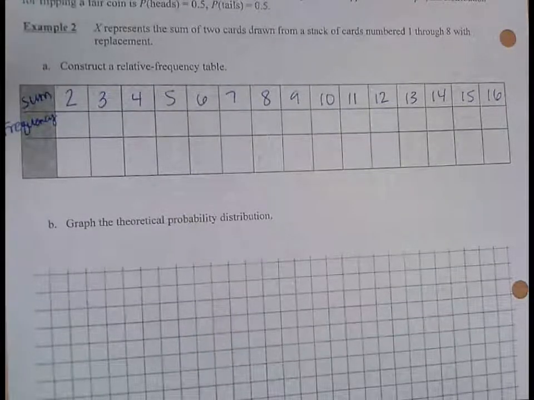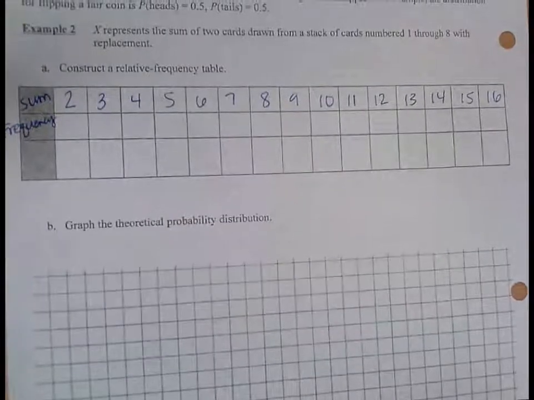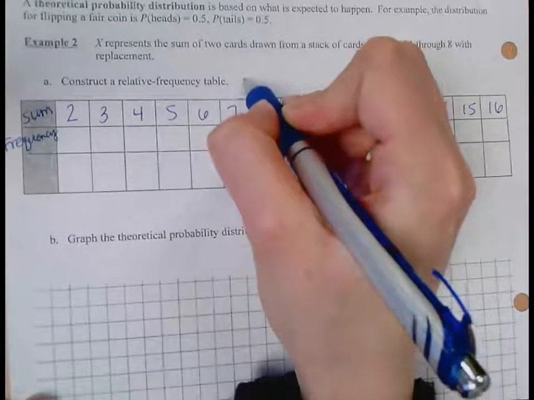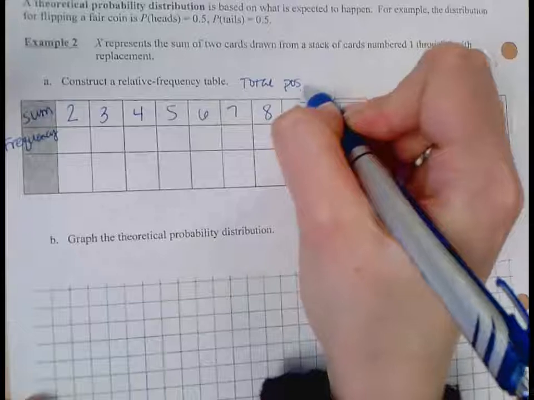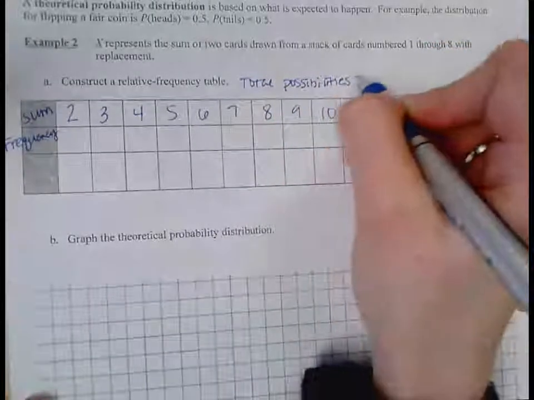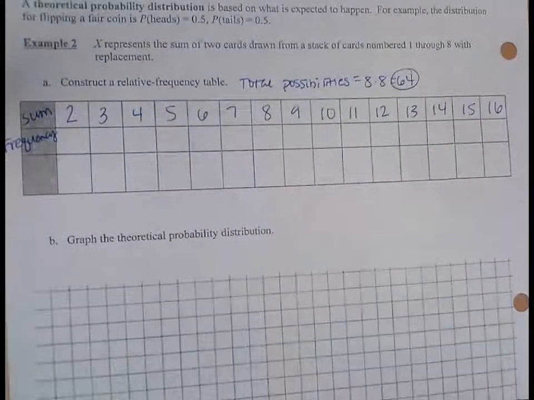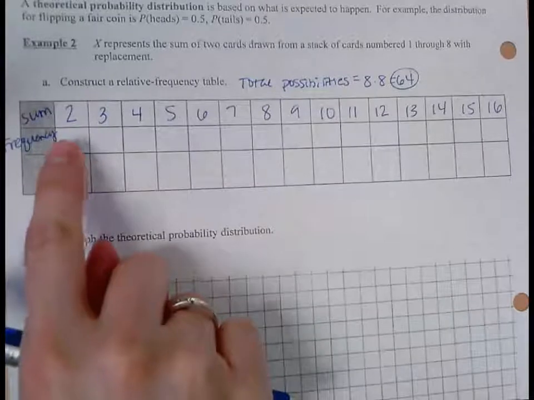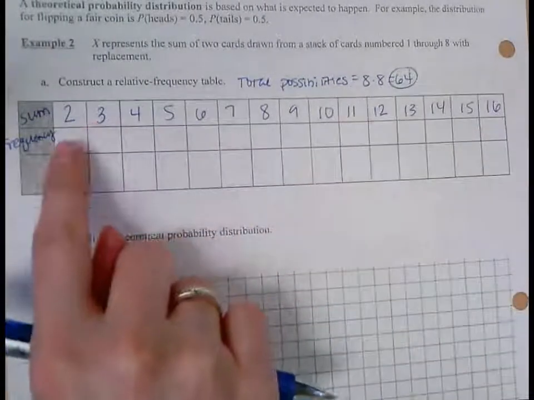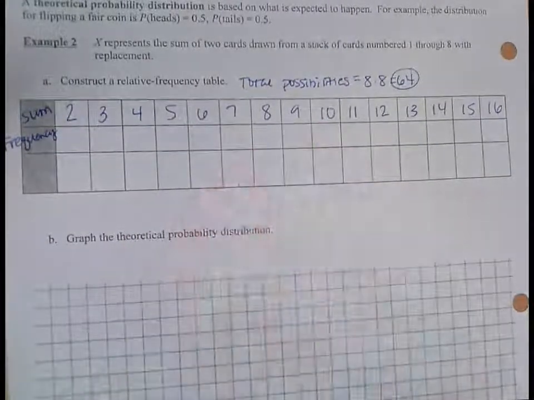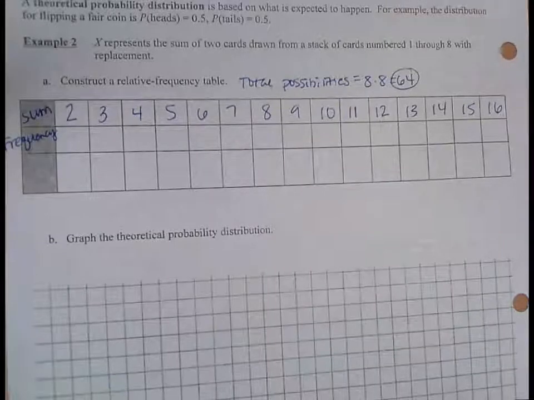So I'm going to give you this as well, the total number of possibilities. Because we're starting with 8 cards, we're drawing out of 8 cards first and then out of 8 cards for our second card as well. That means the total possibilities would equal 8 times 8. So there's 64 possibilities. So what the frequency is, out of those 64 possibilities, how many times is it possible to get a 2? How many possible times could I get a sum of 9? That's what we're going to be looking for. That's what I'm going to use my extra sheet of paper for.